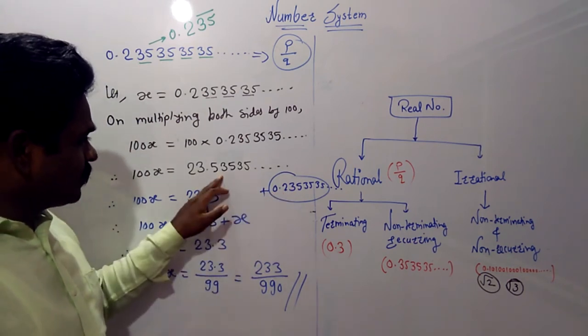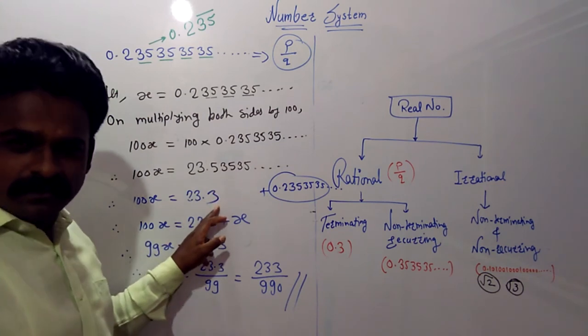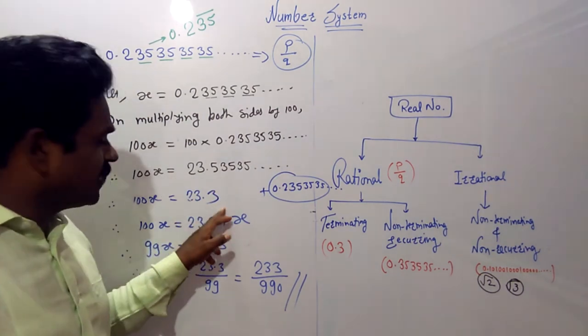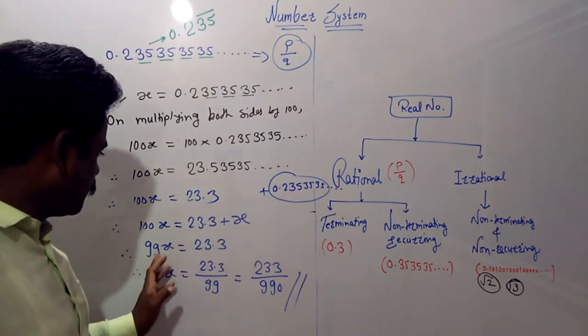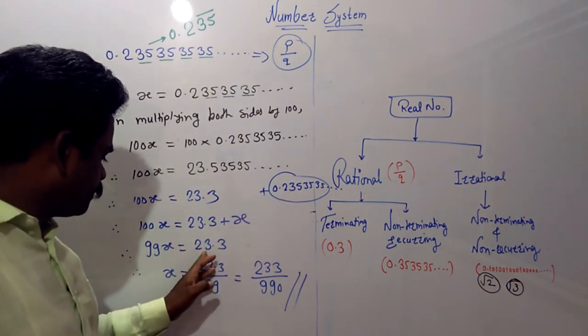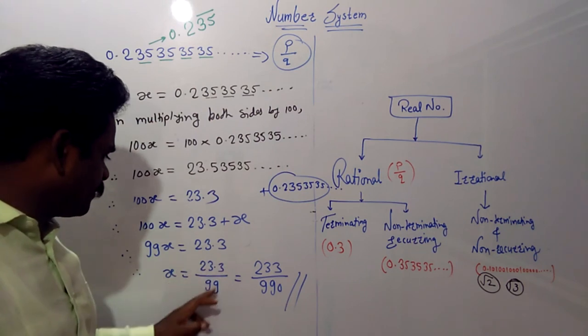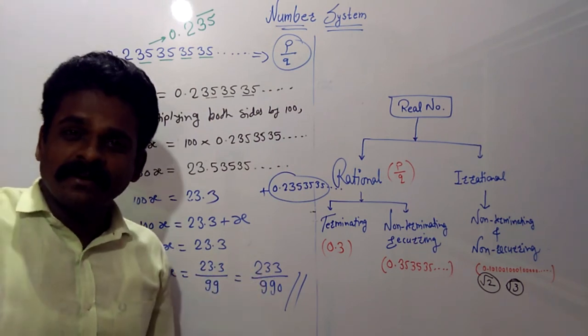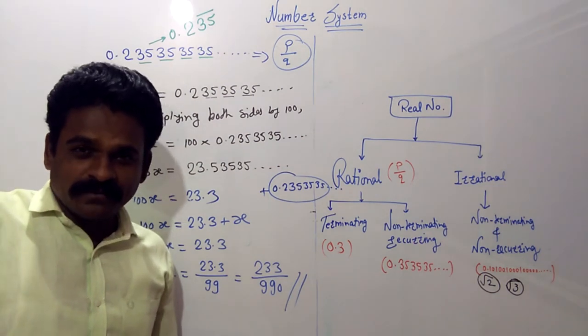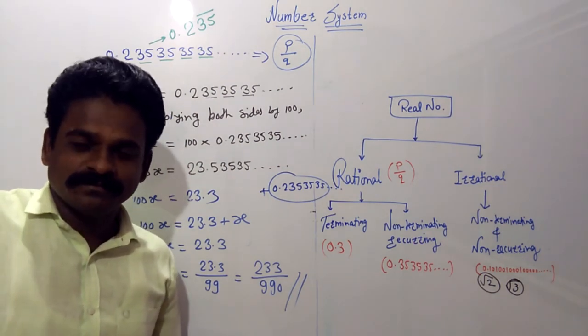So we have just written this same number here and calculated. If we subtract this from this, then how much will be left? That is nothing but 23.3. That's why we did it this way. This is x, so 99x is equal to 23.3 and x is equal to 23.3 divided by 99, which is nothing but 233 divided by 990. Okay, fine, no problem. Thank you.